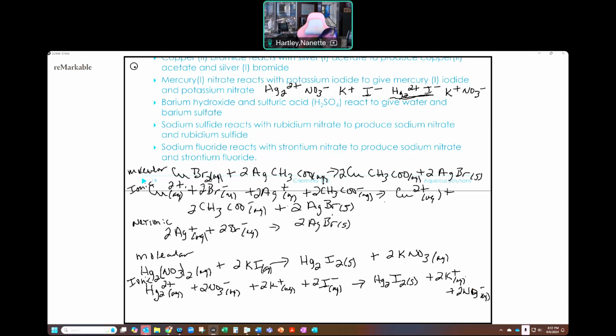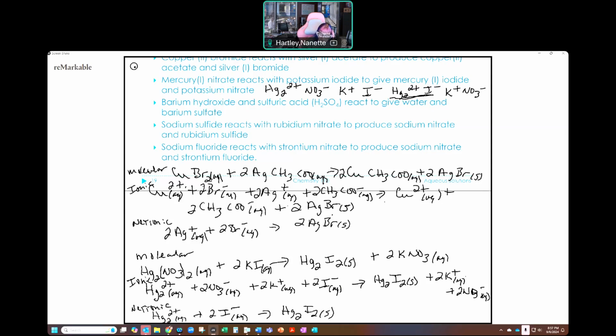And my net ionic, barely going to fit. That's my Hg2 2+ aqueous plus 2 I minus aqueous going to Hg2I2 solid. Whew. Well, that was fun. Okay, so those are the 2 I decided to go through in detail.